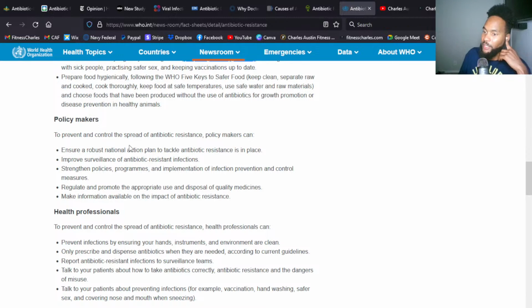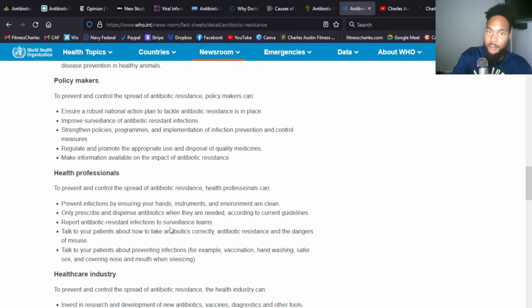Other things that we can do here. Now, again, as it says here, policymakers, yeah, you can do your best to reach out to the policymakers and all that good stuff. But the best thing you can do is, number one, only use antibiotics when you need them, okay? And make sure that you're educating yourself on antibiotics and infections, viral and bacterial, right?